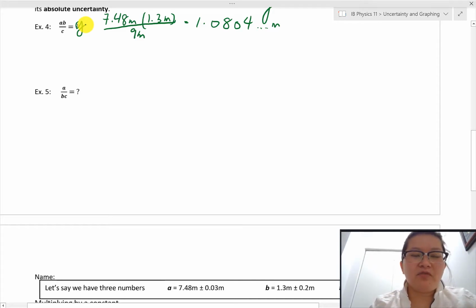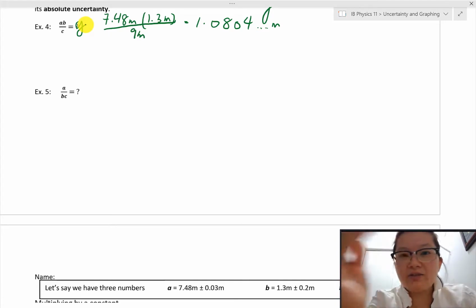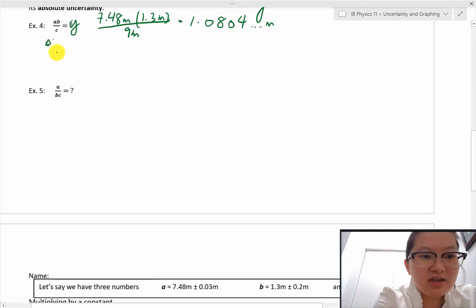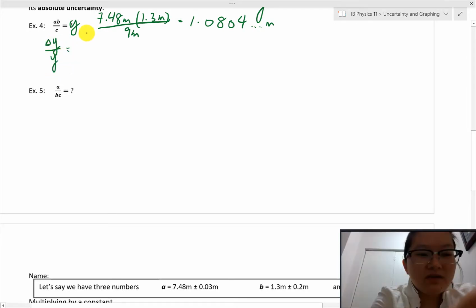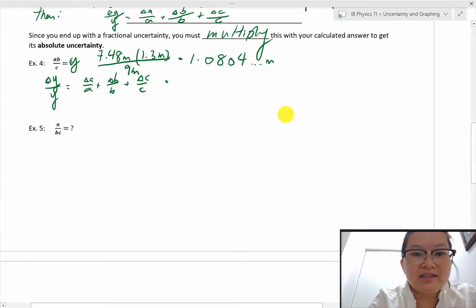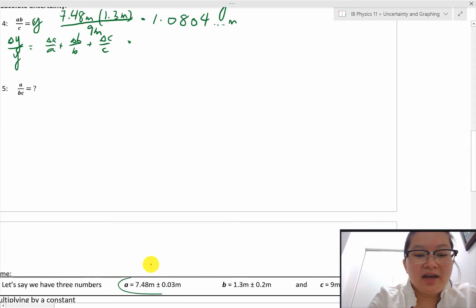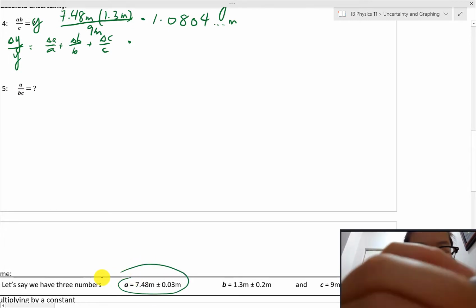Before we get to the absolute uncertainty of y, we need to start off with getting the fractional uncertainty of y, because we're adding fractional uncertainties. We only get fractional uncertainty anyways. So here the fractional uncertainty of y is the fractional uncertainty of A plus the fractional uncertainty of B plus the fractional uncertainty of C. What that looks like, if we take a look at the values A, B, and C, is that for A here I have 0.03 over 7.48.